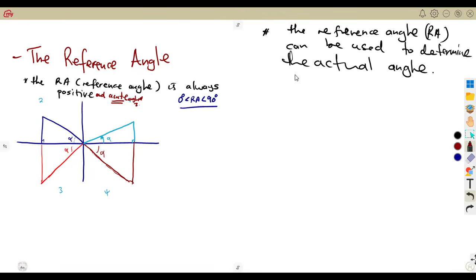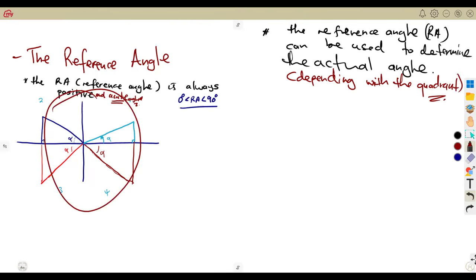This depends on the quadrant. When I'm saying depending on the quadrant, I'm saying in which quadrant does that angle lie? Where is it found? Remember your quadrants. Then you determine the exact angle from there.